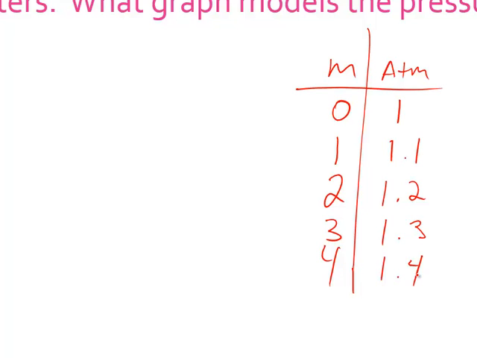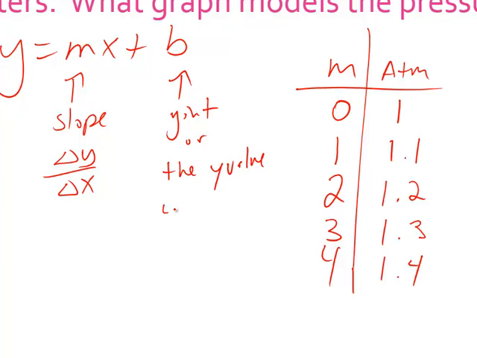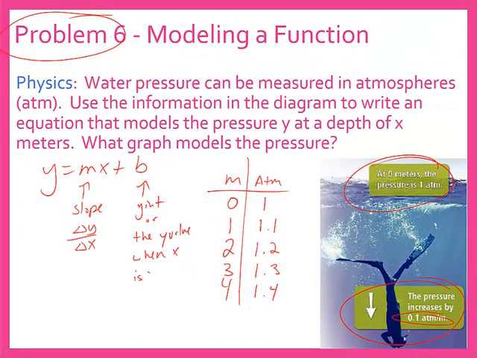pretty much we need to find the equation, which is your y equals mx plus b. All right. Where m is your slope, which is change in y over change in x. And b is your y-intercept, or the y value when x is what?